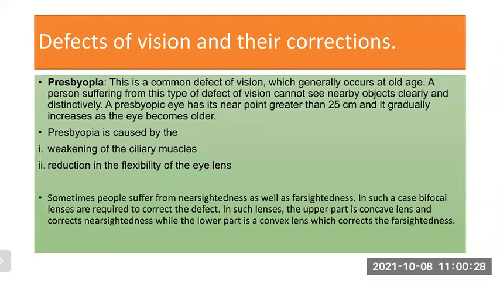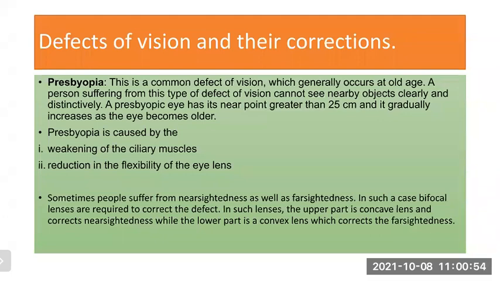And generally, what happens? The muscles near the lens lose their ability to change the focal length of the lens, and the near point of the lens shifts farther away from the eye. And because of this, the old people cannot see the nearby objects clearly, isn't it? So there can be two reasons for this.